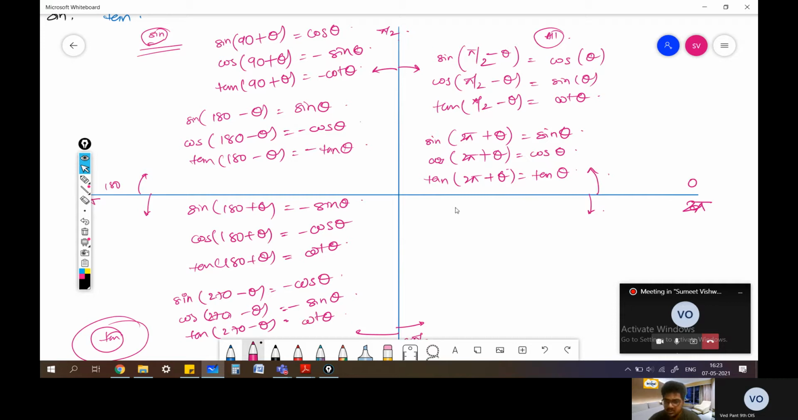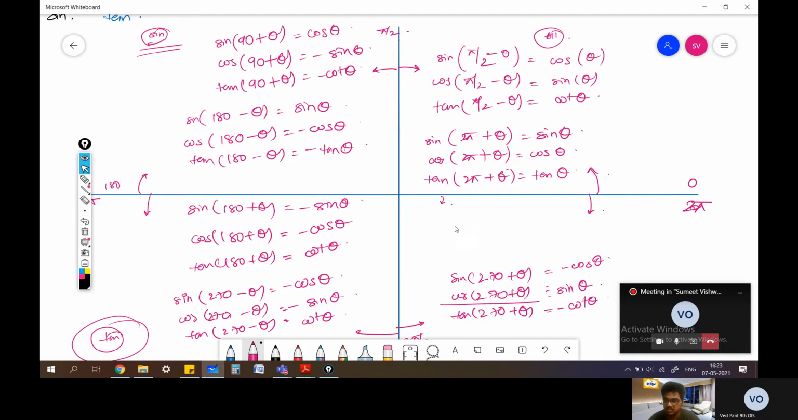Now here cos will remain positive. That means what? We are jumping from sine 270 plus theta, cos 270 plus theta, tan 270 plus theta. Only this will be positive. Why? Because we already know that this fourth quadrant is for cos. That will become minus sine theta, and this will become cos theta. This will become minus cot theta.